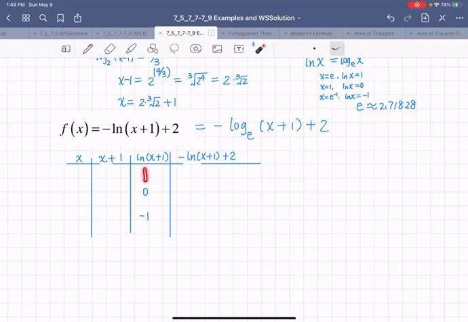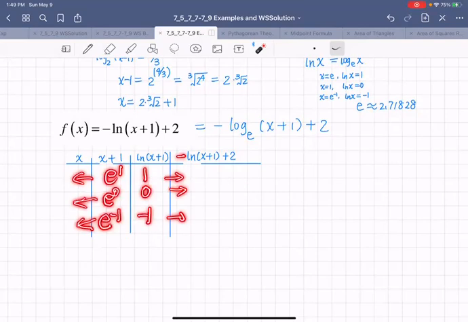This is 1, this is e to the power 1. This is 0, this is e to the power 0. This is -1, this guy is e to the power -1. And then you will extend to this side. On the other side, you just put a negative in front and then you plus 2. You will get 3 points in pairs.